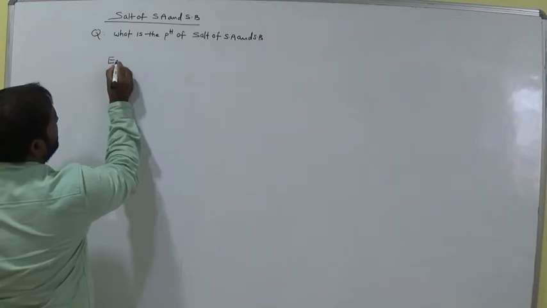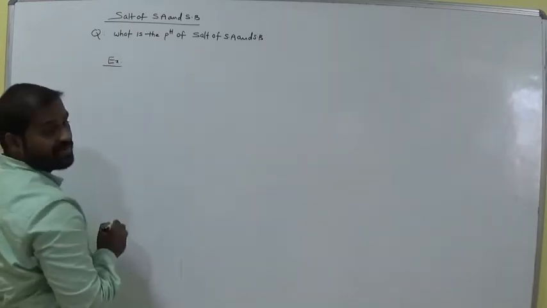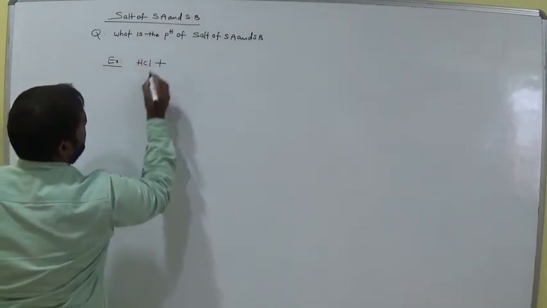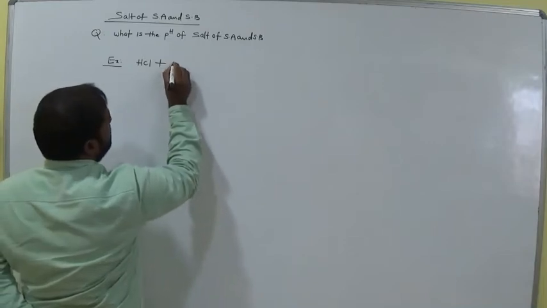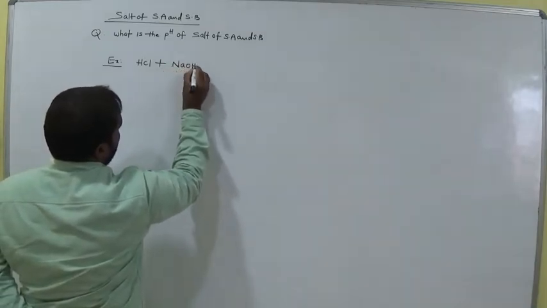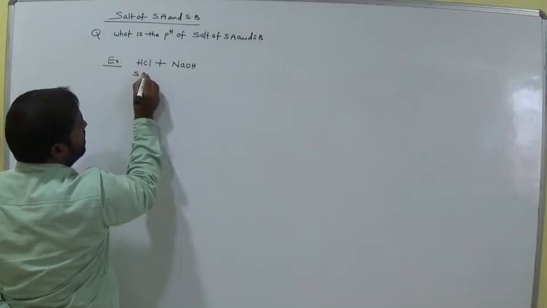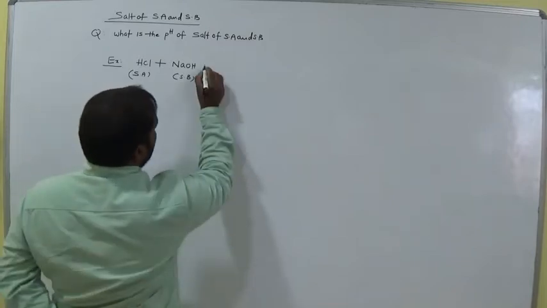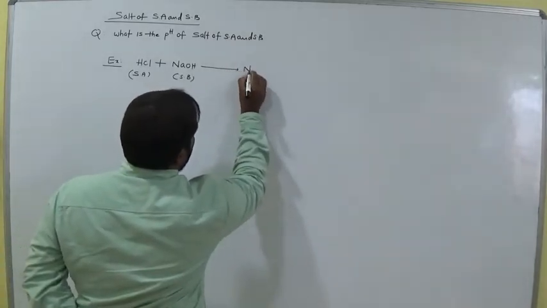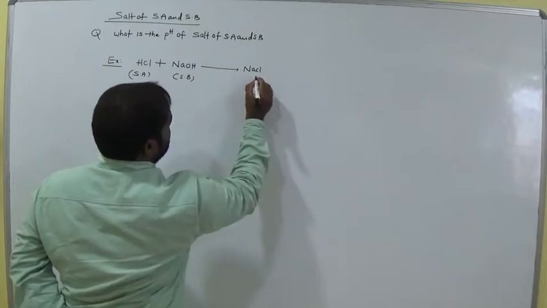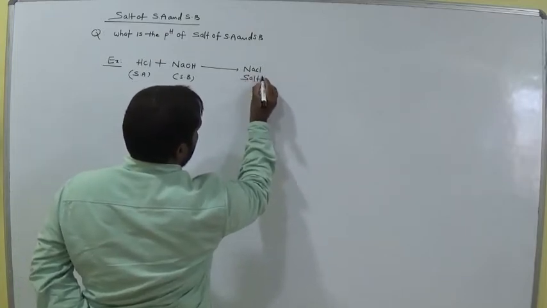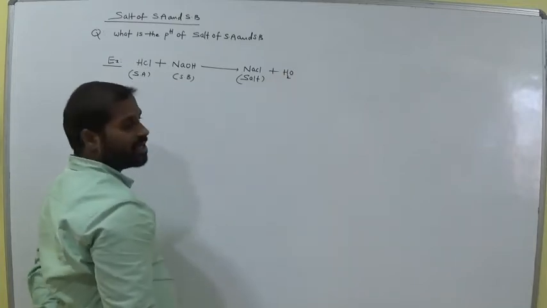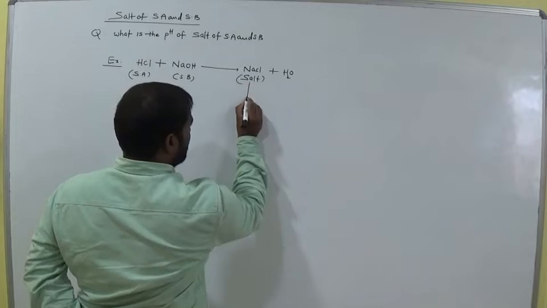Let's see what is the example for salt of strong acid and strong base. Strong acid, suppose HCl, is treated with strong base, that is NaOH. Strong acid, clear, strong base, am I right? Now it gives NaCl, which is called salt, and H2O. Okay, now what is the pH of this salt?